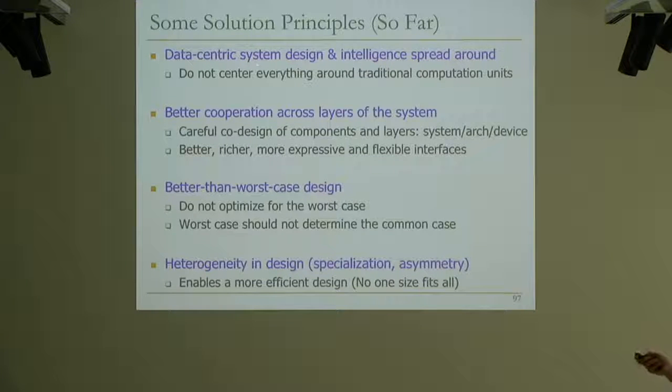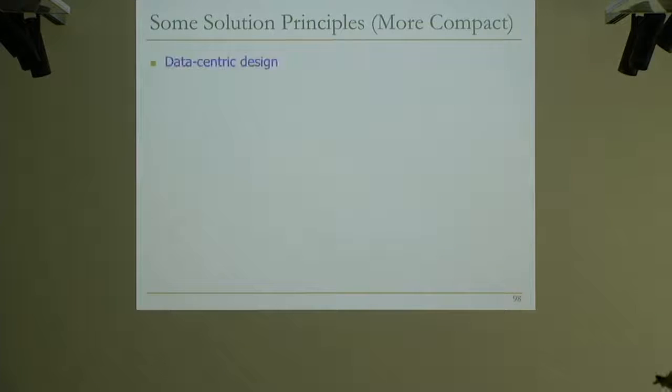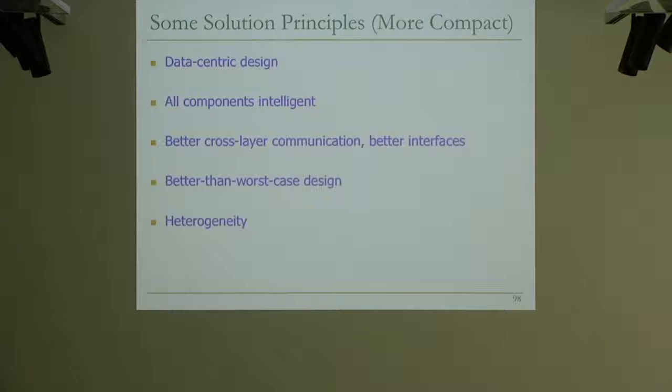Data-centric system design, better cooperation across layers of the system, better than worst case design, and heterogeneity. If I have to make it more compact or shorter, I'll probably put it this way, basically. Data-centric design, all components intelligent, better cross-layer communication, better interface. We're going to talk a little bit about that before we take a break. Better than worst case design, heterogeneity, flexibility, and adaptability.